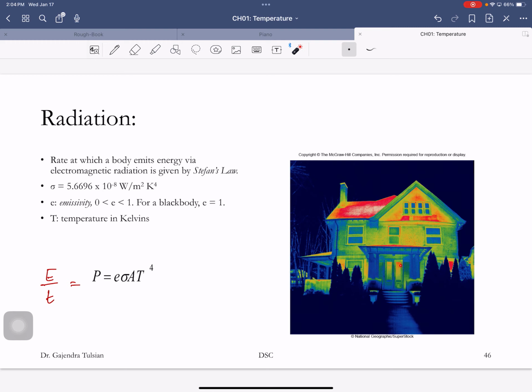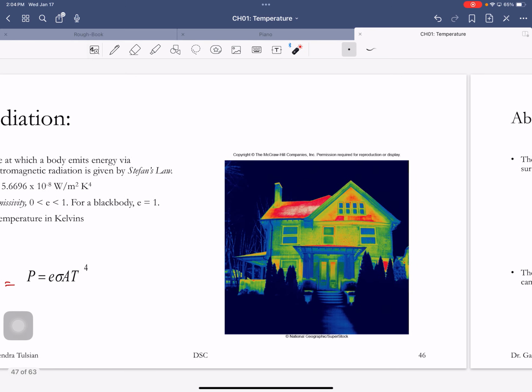Yeah, so you see in this picture, what is this picture showing you? This is radiative heat transfer. All the warm air is in your attic, and that's where you lose a lot of heat from. Again, that's why they put a lot of insulation in attics.